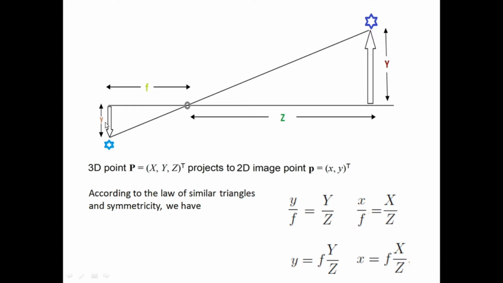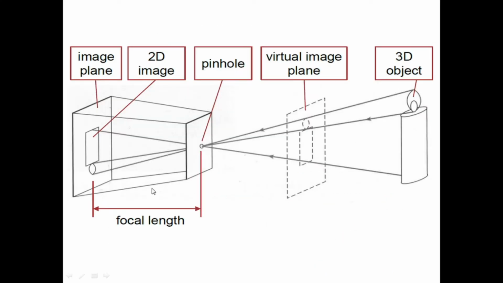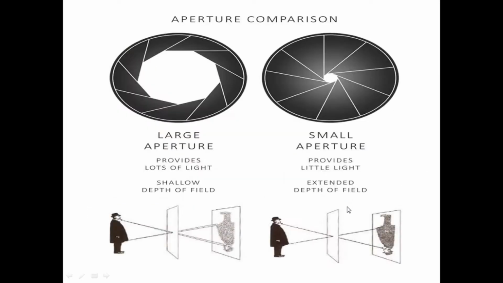Similarly, I also possess one more coordinate in the imaging system, right? That is x. So x by f is also equal to capital X by capital Z. So finally, y is expressed as capital Y by capital Z into small f, and similarly, x is expressed as capital X by capital Z into small f. This small f is nothing but the focal length of your camera. The distance between the lens of your camera and your image plane is the focal length.